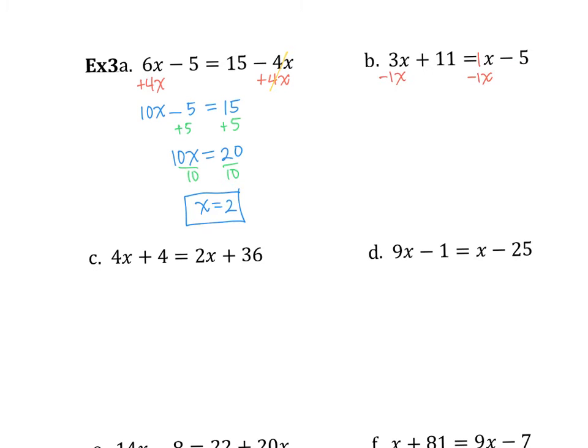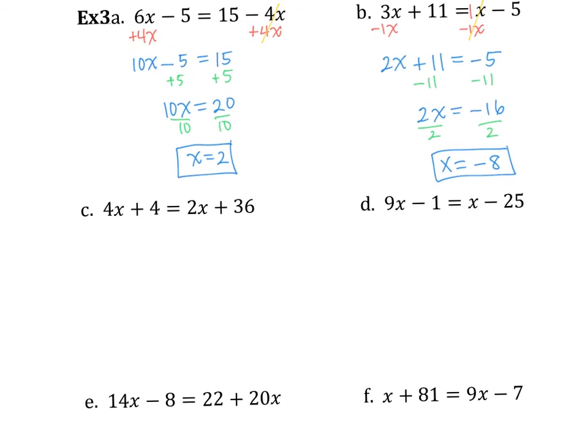3x minus 1x is 2x plus 11 equals, these cancel, and that's a minus 5, so I need to bring down a minus 5. Now it's a two-step equation, so I'm going to minus the 11. This is going to be a negative. If I add two negatives, they stay negative. 5 and 11 is 16. Okay, so for B, I got x equals -8.